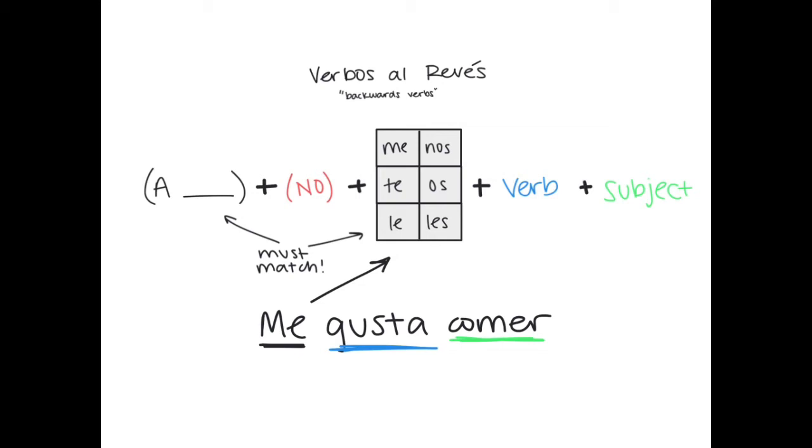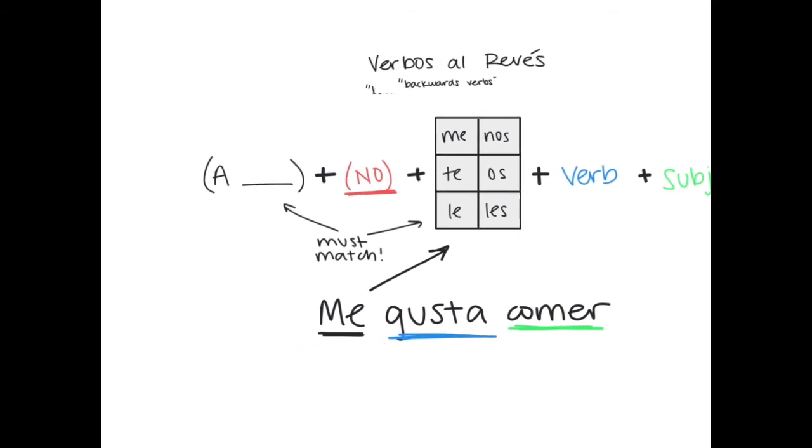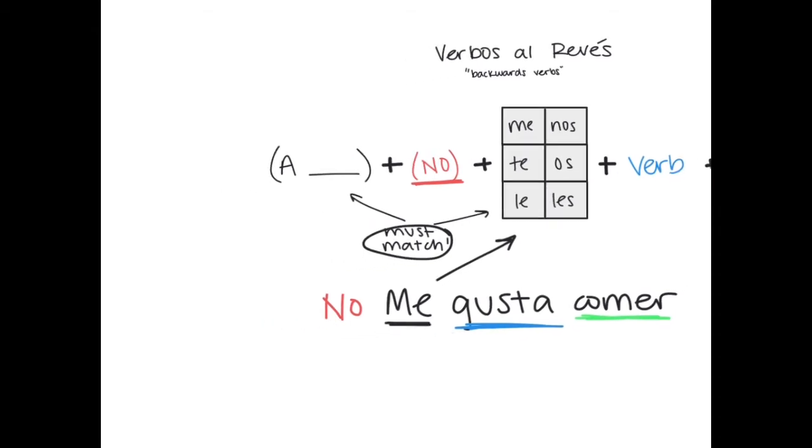Now, if I want to add in this no that I have in the formula, I would put that here. So I would say, no me gusta comer is the opposite of me gusta comer. And then this a blank here, in this case, because here I have it that they must match. So if I want to say me gusta, then I would say no me gusta comer. So this and this need to be the same. I'll write a little equal sign here. Those need to be the same.